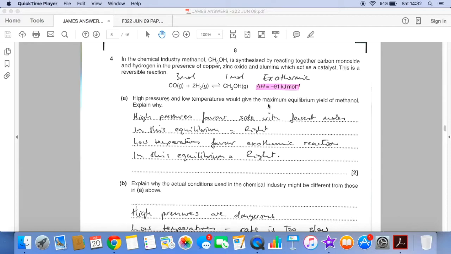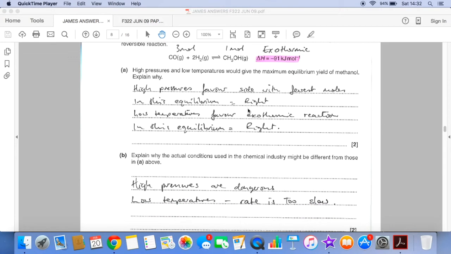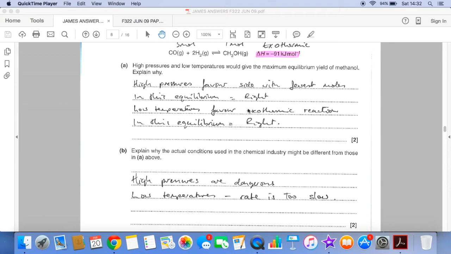Low temperatures always favour the exothermic direction, and again it's the forward reaction that's exothermic. We know that from that minus sign, so a low temperature will push this equilibrium over to the right hand side. So in practice, the industry wouldn't use those conditions, and that's because high pressures are dangerous and at low temperatures, the rate of reaction is too slow.